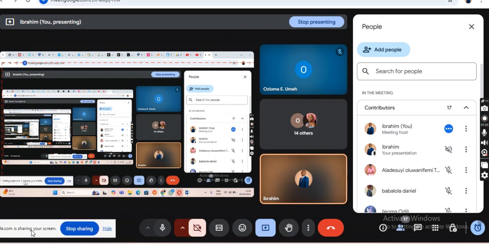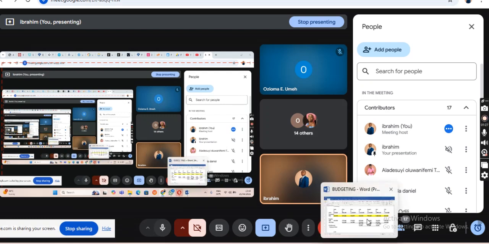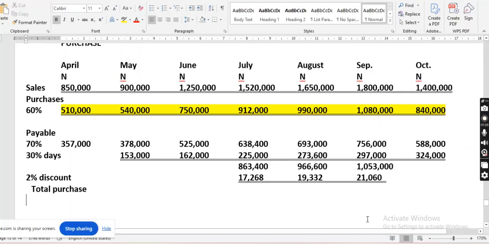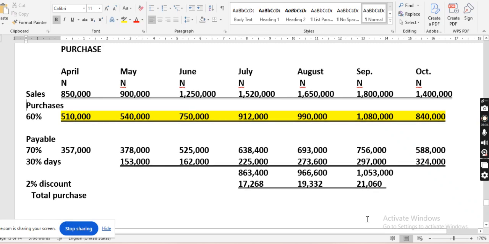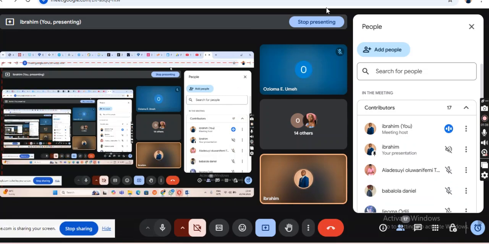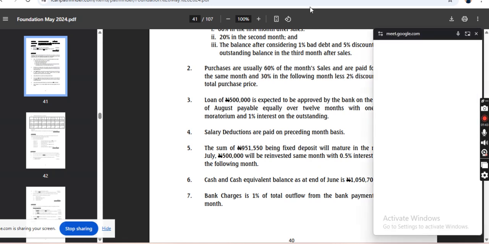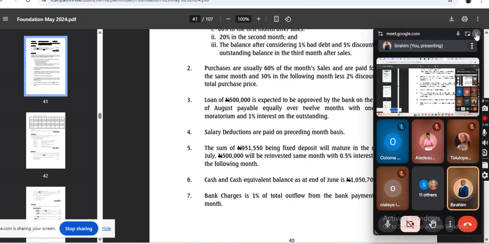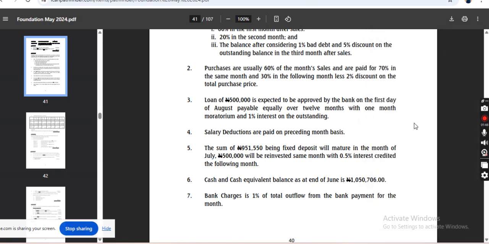Okay. We stopped at the purchases. We're having little challenges in purchases, whereby there are different interpretations, right? But now let's quickly go back to that part of purchase. Can you see my screen? Can you see the question? Please confirm. Yes, sir, we can.